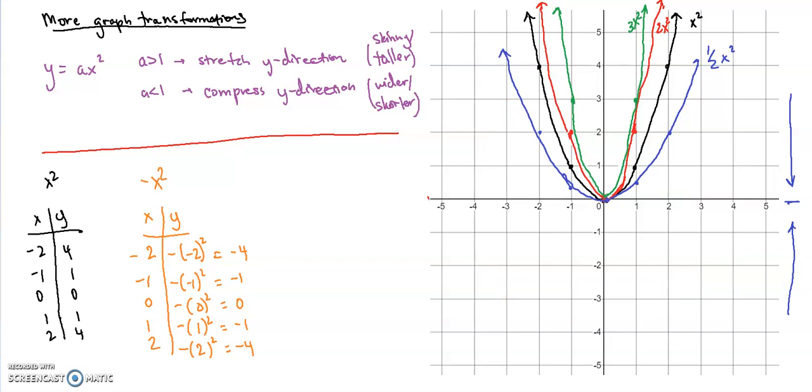Okay, so let's look at what happens. We still have 0, 0. We've got negative 2, negative 4, negative 1, negative 1, 1, negative 1, and 2, negative 4. So it's the same exact picture, but it's facing down. Okay, so if you put a negative out front, it's going to flip the whole picture so that it's facing down. So a number out front is going to be a stretch or compress. A negative out front is going to flip it upside down.